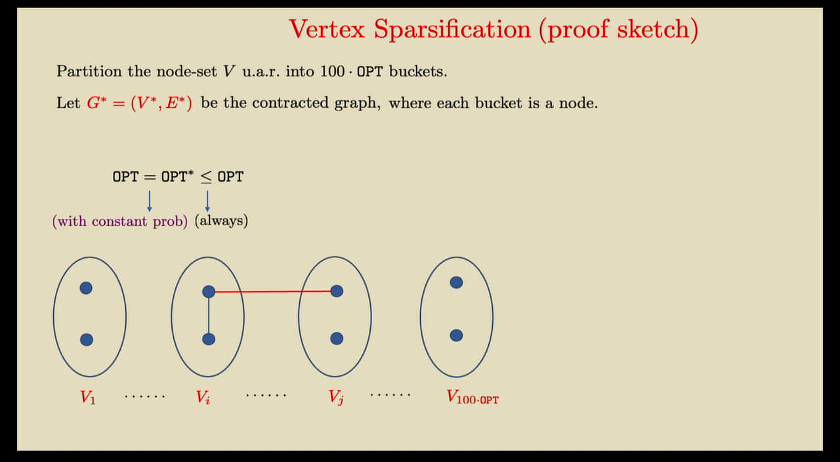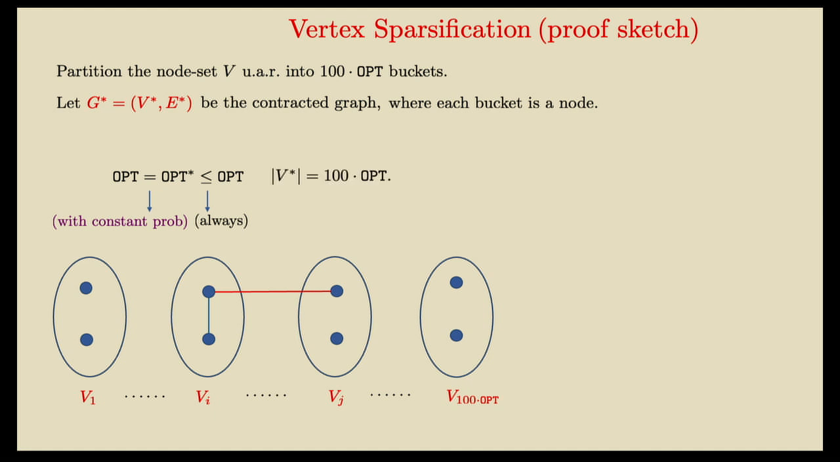Fix the maximum matching opt in the original graph, how many matched nodes does it have? 2 times opt many matched endpoints it has. So, you have 2 times opt many balls, you are throwing them into 100 times opt many bins uniformly at random. With constant probability, all these balls will go to distinct bins. And conditioned on this event, the maximum matching in the original graph would just survive in the contracted graph. Okay?